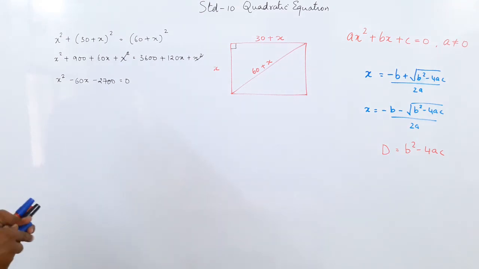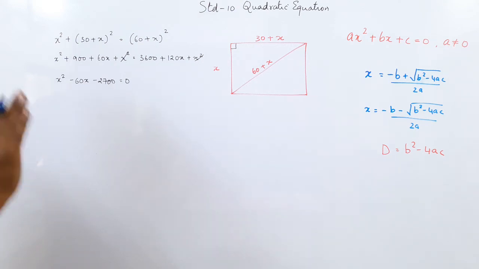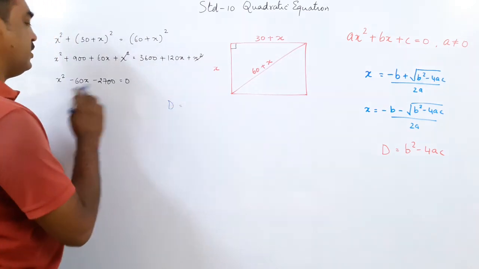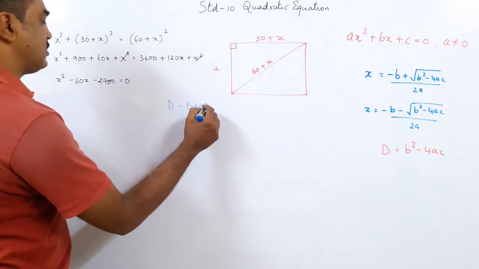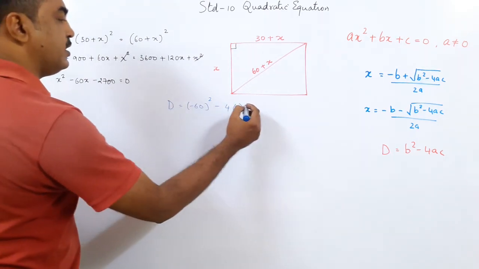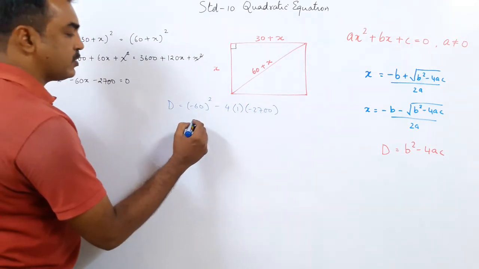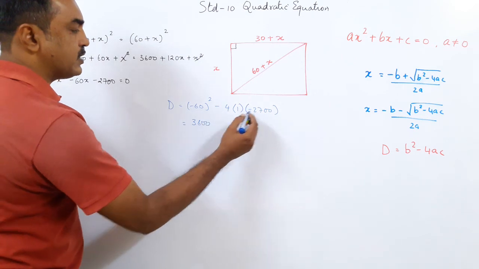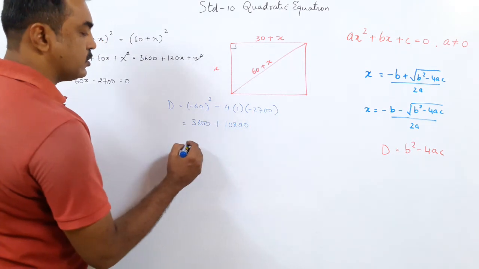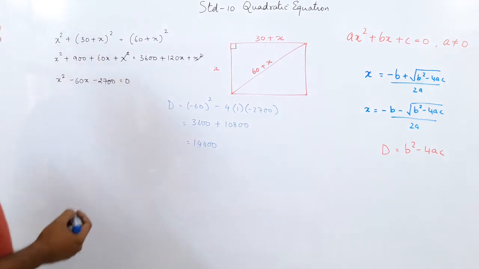Now what do we do? We use the direct quadratic method. If the method is not mentioned, you can solve by any method you want, but I am going to continue with the quadratic method. So first I will find D, which is b square, that is minus 60 the whole square, minus 4 into 1 into c, which is minus 2700. So 60 square is 3600, minus minus becomes plus, 27 fours are 10800. So I got 14400 as D. Greater than 0, so 2 roots will be there.